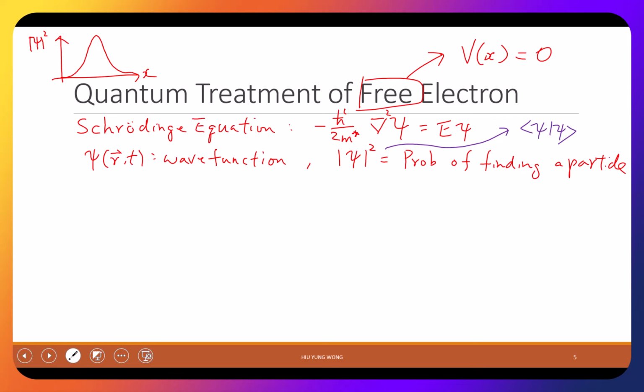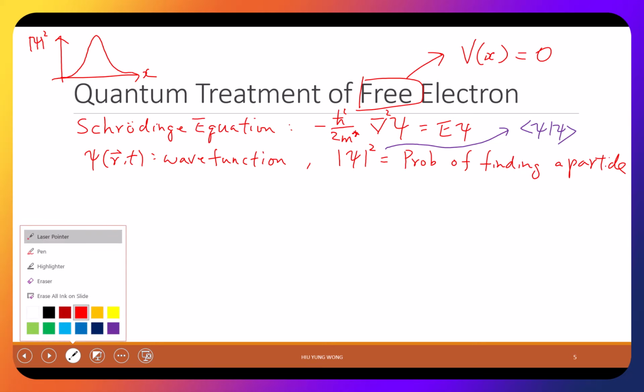On the right is related to the total energy. Then at this point, of course, kinetic energy equals the total energy. So the goal is to solve: if I give you this equation, what should be the form of the psi that will satisfy this wave function? Now this is a 3D one, right?